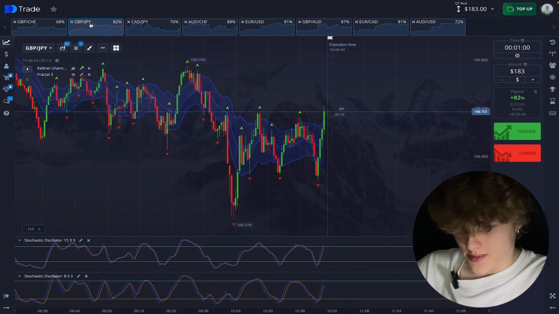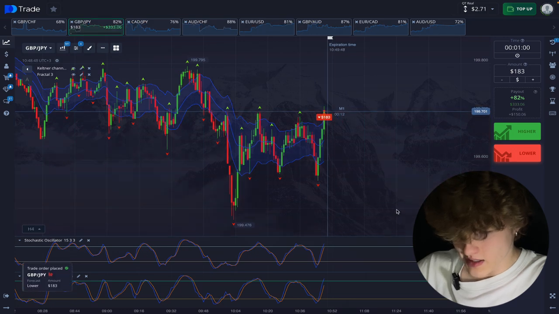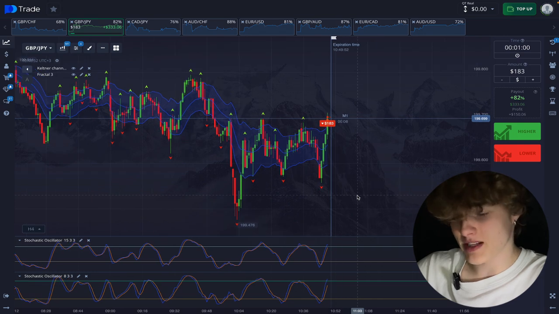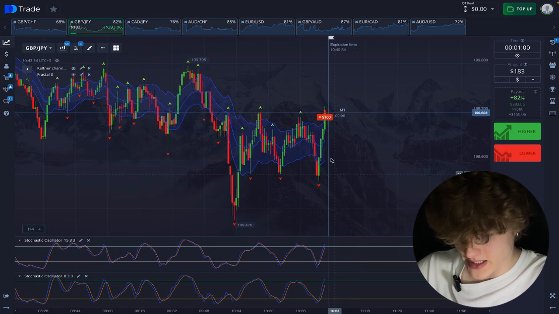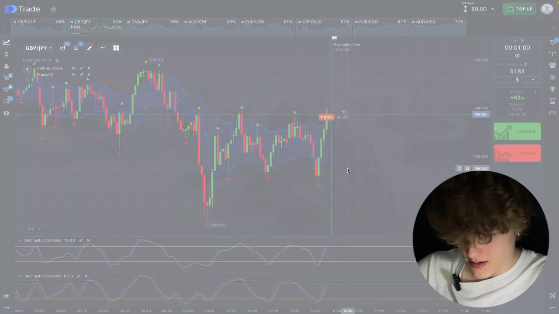Let's pick a new currency pair. And here we can also open a trade on the downside. Absolutely the same entry logic as all the previous trades. Only in this case, I have a trade opening on the downside.